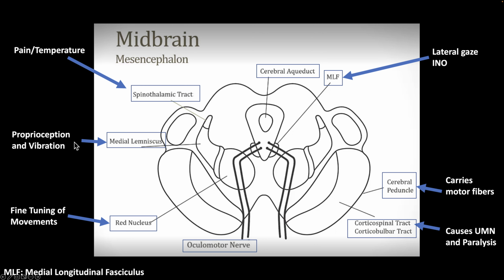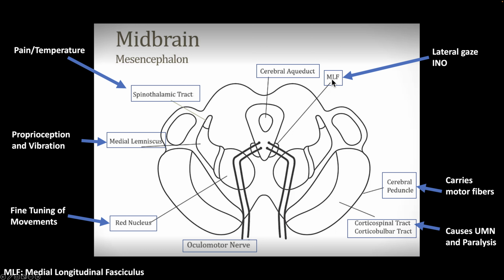Medial lemniscus: we have the proprioception and vibration. The red nucleus is part of the midbrain as well, which is fine-tuning of movements. And then here we have the cerebral peduncle, which basically carries motor fibers. Within that, we have the corticospinal and corticobulbar tracts, which, if there's a lesion, cause upper motor neuron paralysis. And again, for completion's sake, this will be contralateral because it will go down and decussate through the pyramids.